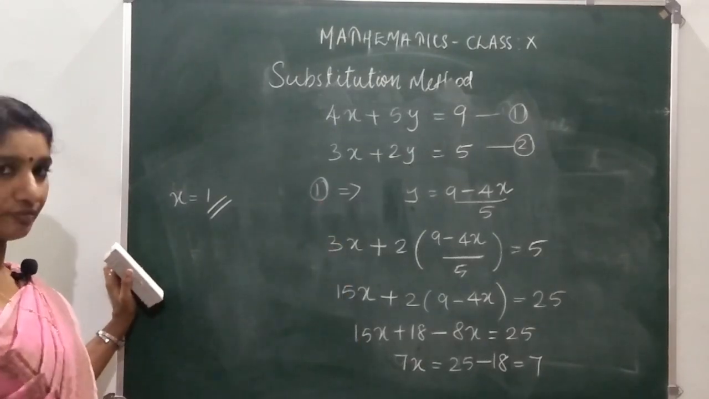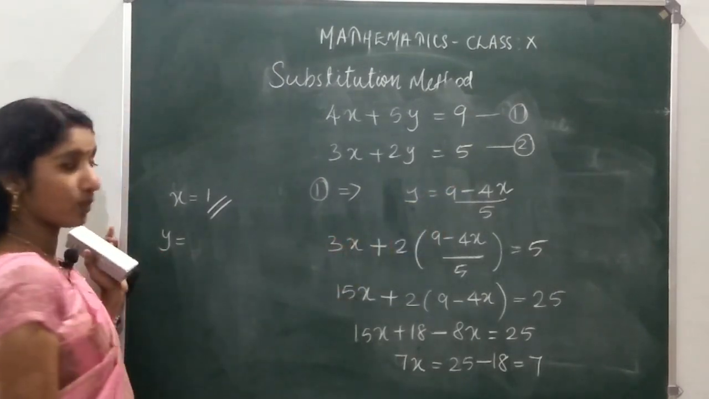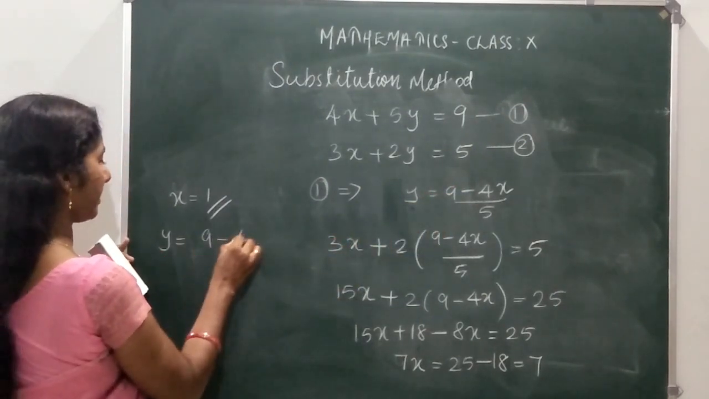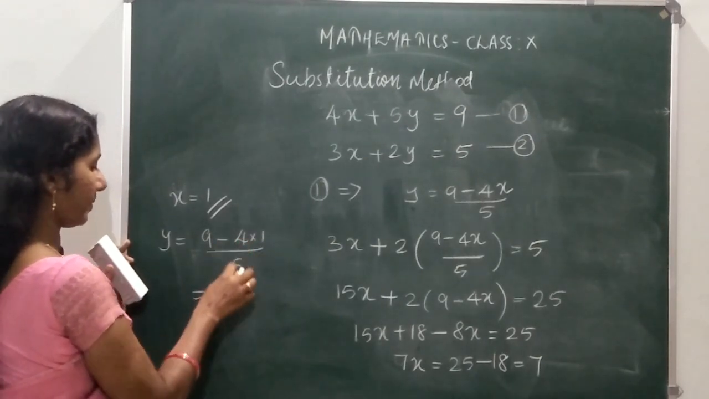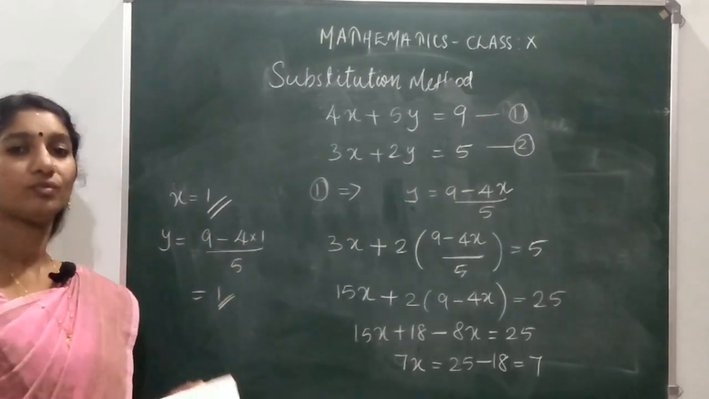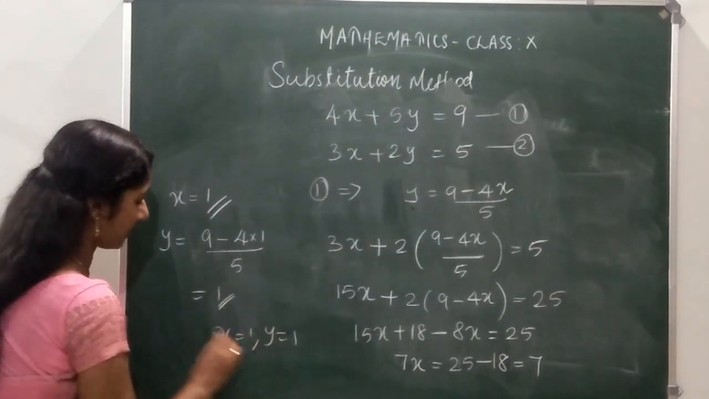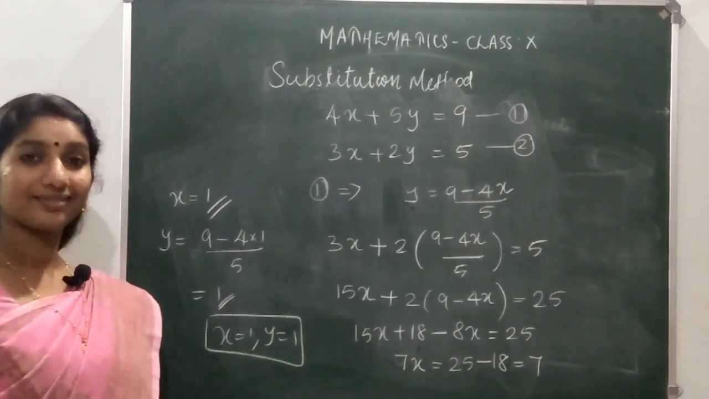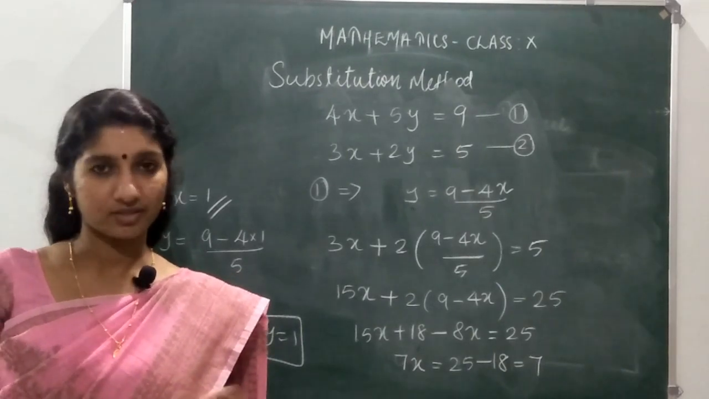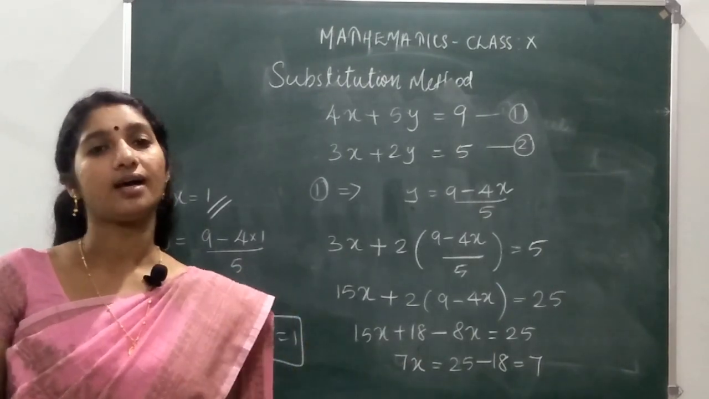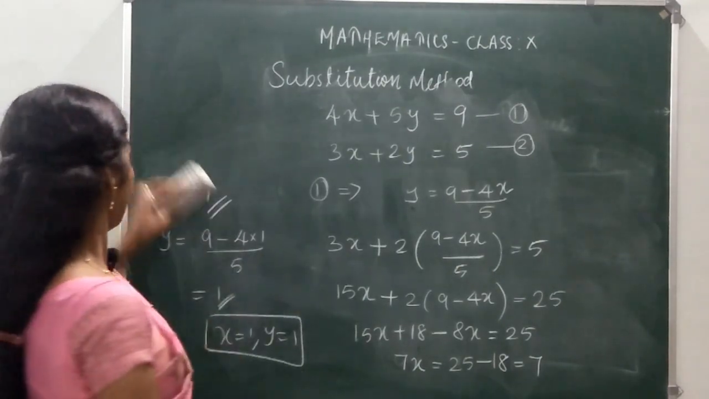Then we need the value of y. We wrote y is equal to (9 minus 4x) by 5. So (9 minus 4 into 1) by 5. 9 minus 4 is 5, 5 by 5, so we are getting y also 1. So the solution comes x equal to 1 comma y is equal to 1. I think you got the idea. Substitution method. From one equation we are writing x or y, that value we are substituting in the other equation. Clear? Okay. Then one problem.